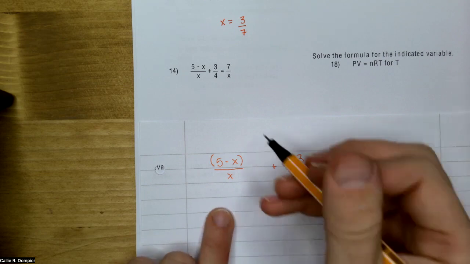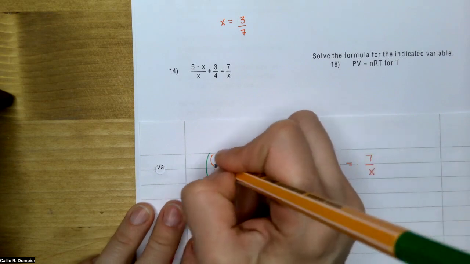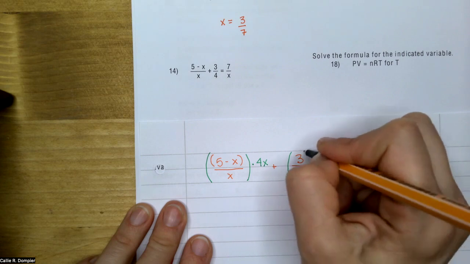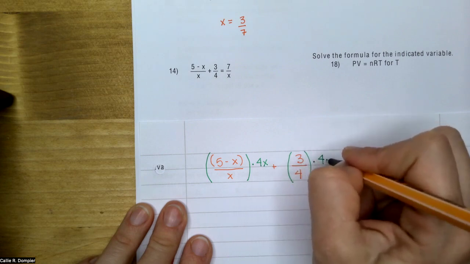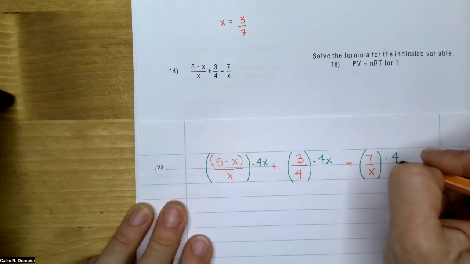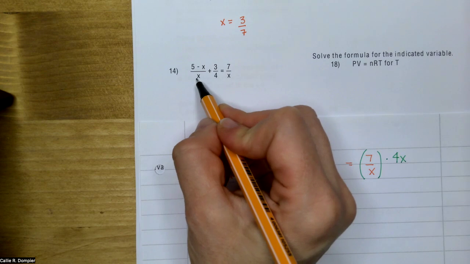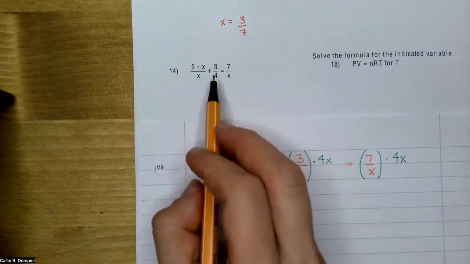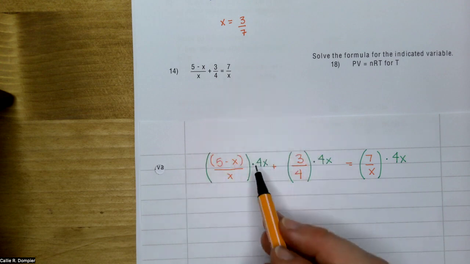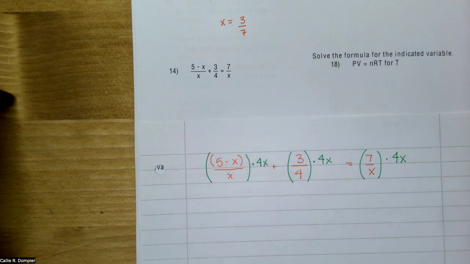I see that I need to multiply everything by x and 4, so I'm just going to say times 4x, times 4x, times 4x, because those are the denominators that I want to get rid of. I want to get rid of a 4 here, and I want to get rid of an x here, and I want to get rid of an x here. So I'm going to put them all together and get 4x so that I can get rid of all of the x's and the 4's.